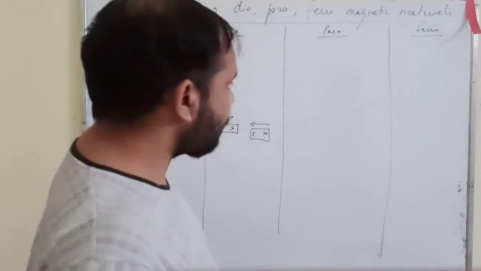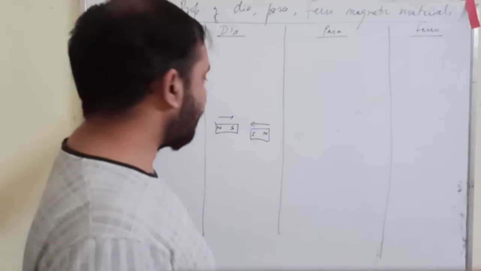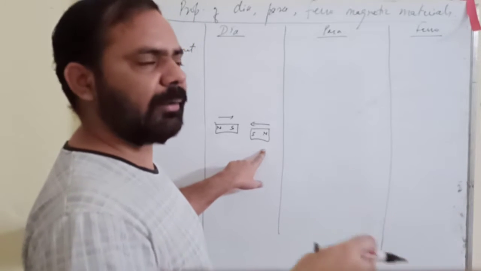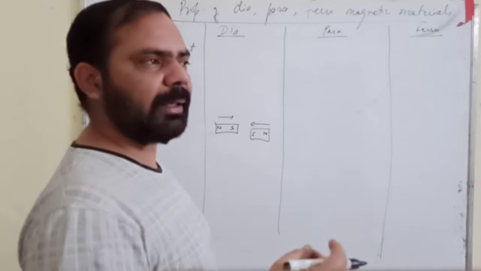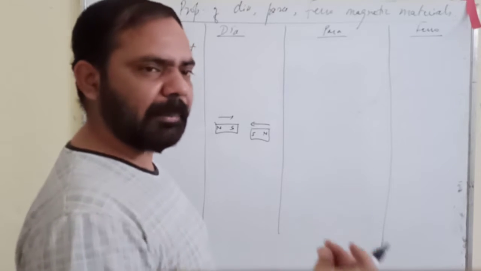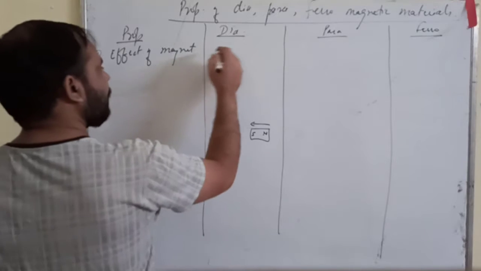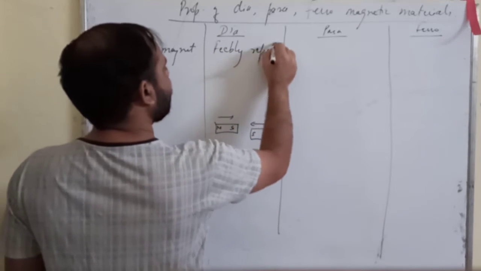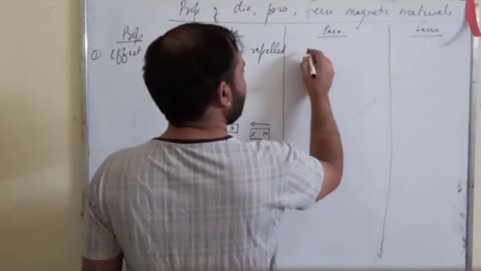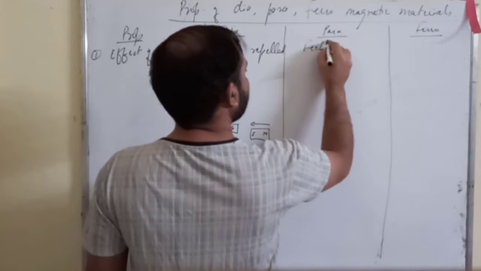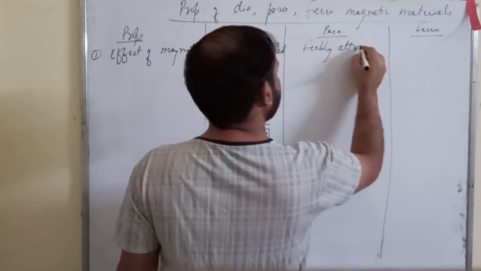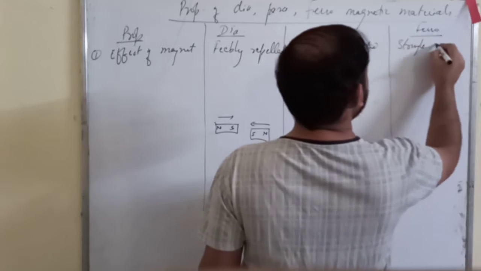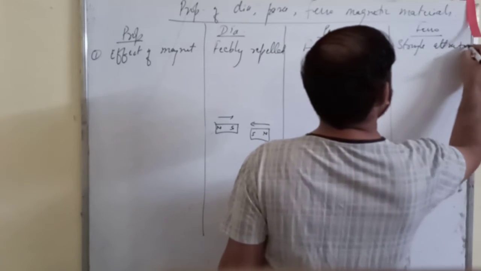So what happens when you place a magnet near the diamagnetic material? They feebly get repelled. They feel a force of repulsion, but a weak force of repulsion. So they get feebly repelled. Paramagnetic materials get feebly attracted. And ferromagnetic materials will be strongly attracted, right?